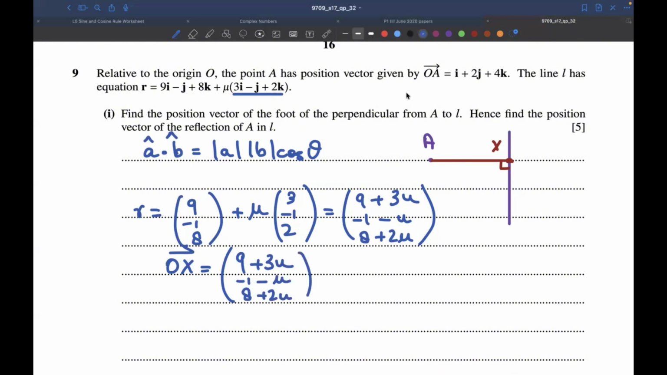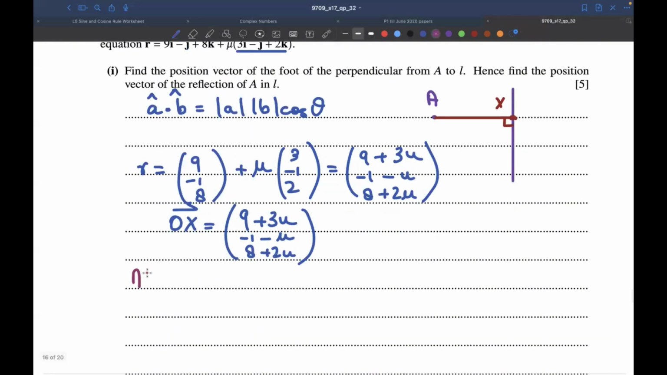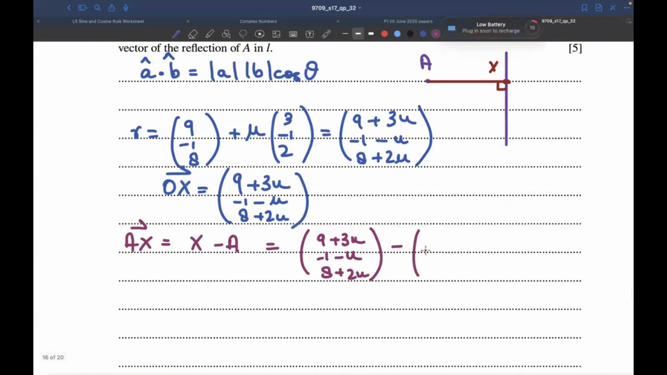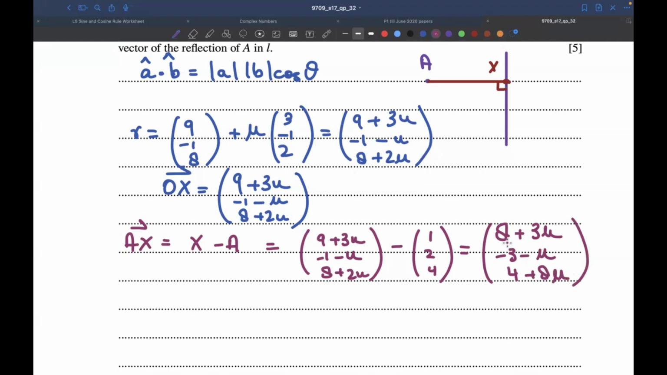So if we have to find the direction vector of AX, we know that AX is X minus A. So X minus A will become 9 plus 3 mu, minus 1 minus mu, and 8 plus 2 mu, minus the coordinates of A, which are 1, 2 and 4. So 9 minus 1 is 8, that becomes 8 plus 3 mu. Minus 1 minus 2 is minus 3. And 8 minus 4 is 4 plus 8 mu. So now we have the direction vector of AX in terms of mu.